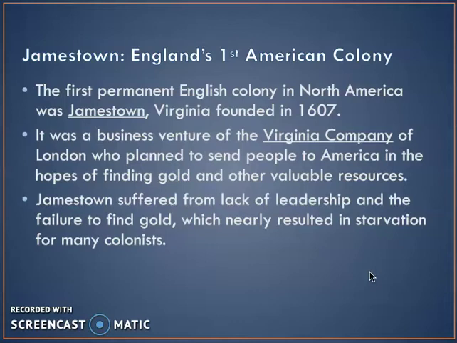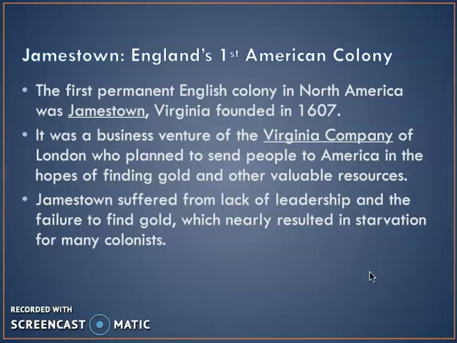Business venture. So the goal of the Virginia Company and the goal of Jamestown being founded is that they are trying to find things that are going to make people money, right? And by people, I mean the Virginia Company. The idea is they want to find gold and other valuable resources that they can send back to their mother country, and they're going to be able to say, hey, this is the whole purpose of it. We're trying to make money.